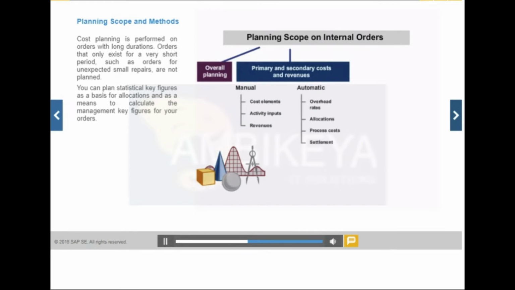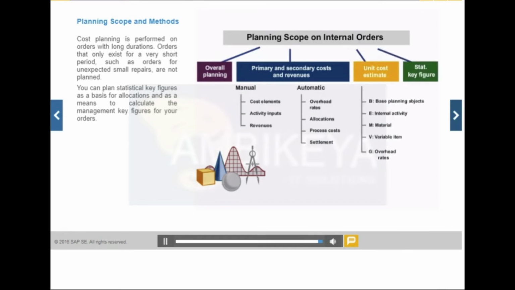In automatic planning, you can charge the order with overhead costs, distribution costs, periodic reposting costs, assessment costs, indirect activity allocation costs, process costs, and settlement costs. If the order is integrated into planning, you can carry out a plan credit by using periodic repostings or settlement. If you have access to detailed information on sources of supply, quantities, and pricing, you can perform unit costing. With unit costing, you can plan one level below the cost element level.